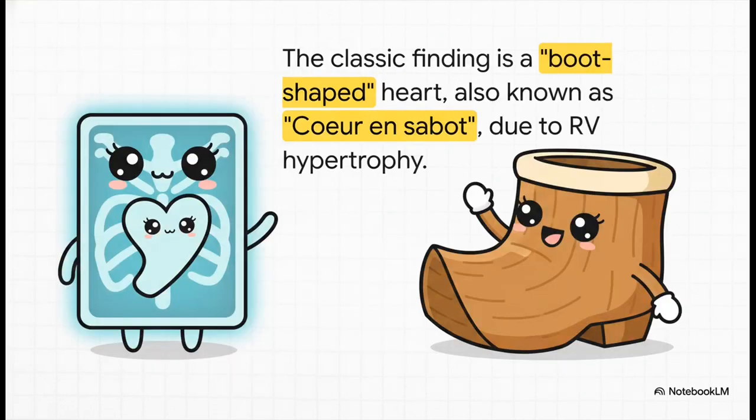Next, you might get a chest x-ray, and on it you could see the classic textbook finding, the cœur en sabot, which is French for boot-shaped heart. You get this unique shape because the hypertrophied right ventricle pushes the tip of the heart up, and the main pulmonary artery is underdeveloped and looks concave.